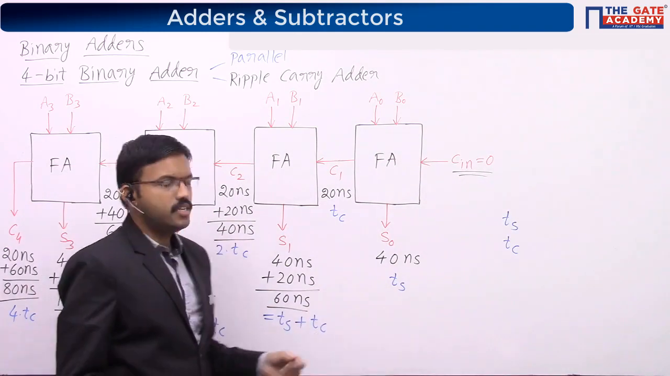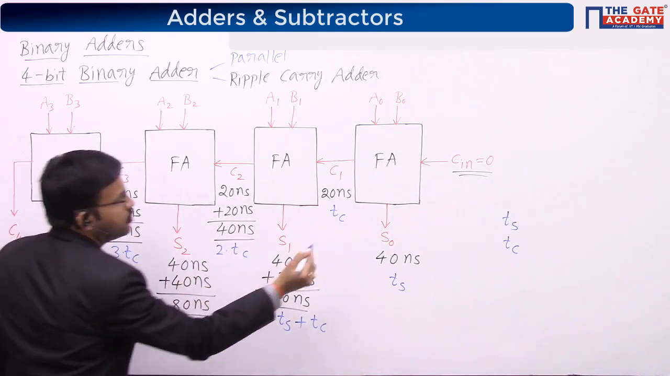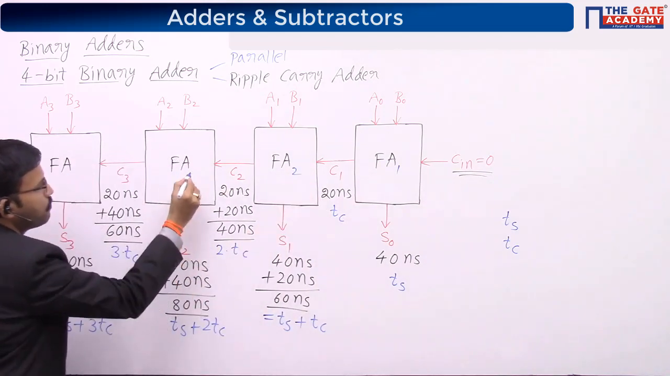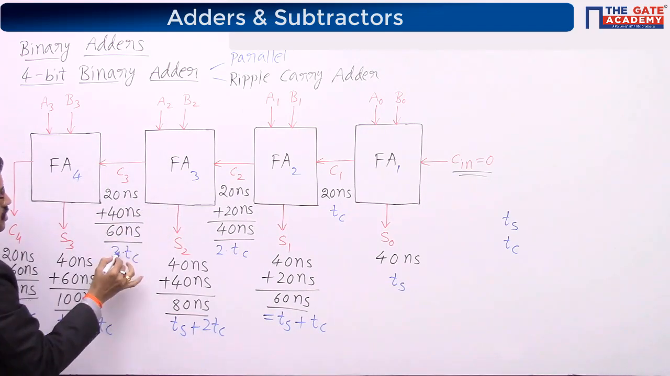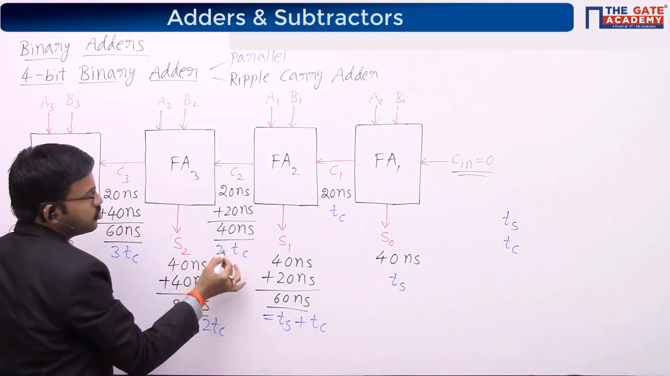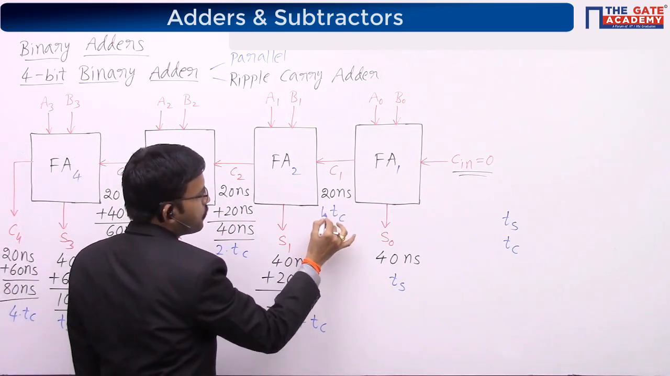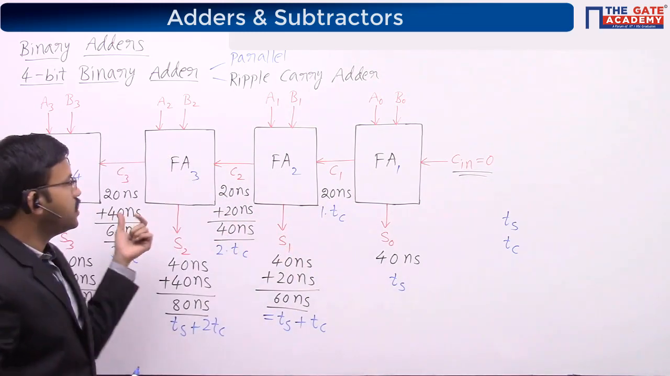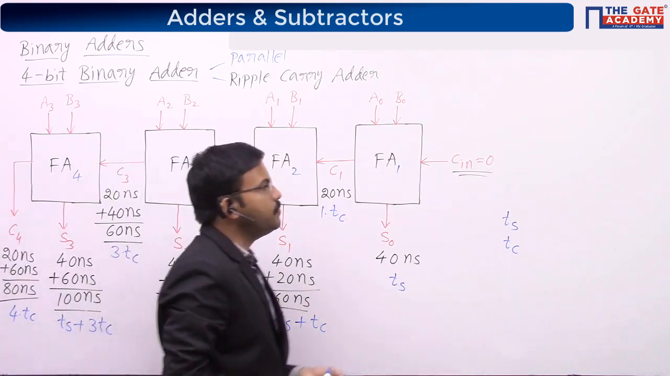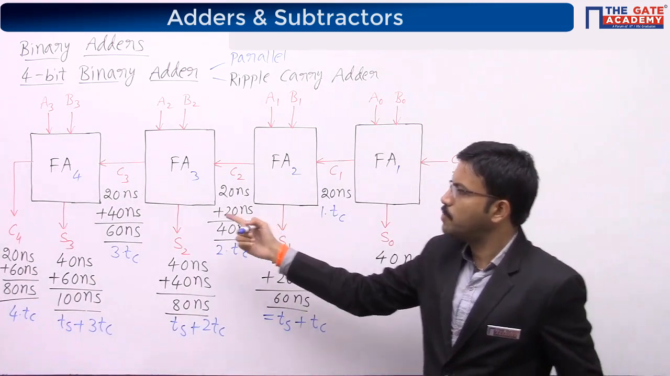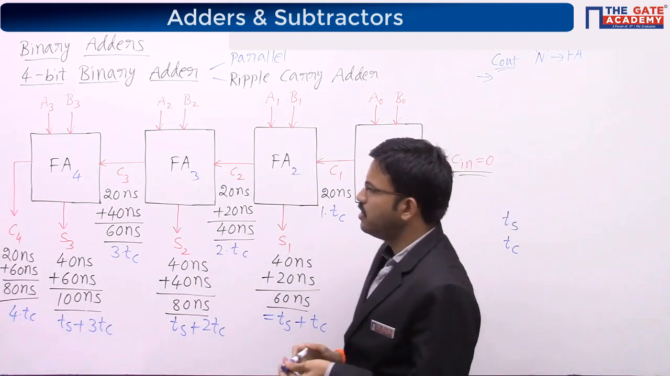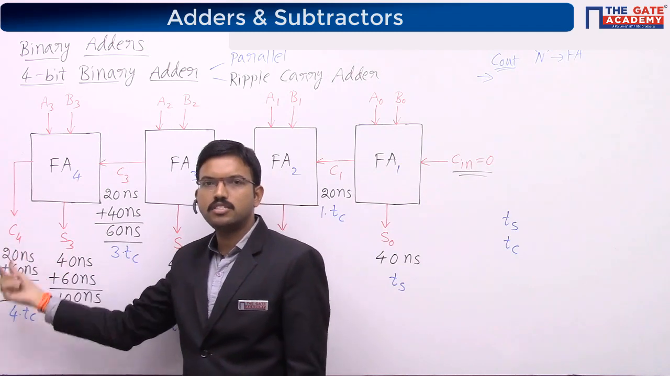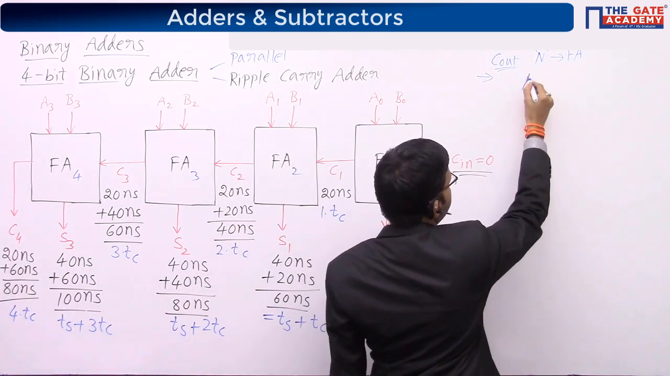So here, if you observe, you can write this is the first stage, second stage, third stage, fourth stage. At the fourth stage, I have 4 times Tc. Third stage, 3 times Tc. Second stage, 2 times. First stage, 1 time. For the generalized case, at the last stage, we can write the time required for producing carry. The time required for producing the Cout at the nth stage full adder is equal to N times Tc.